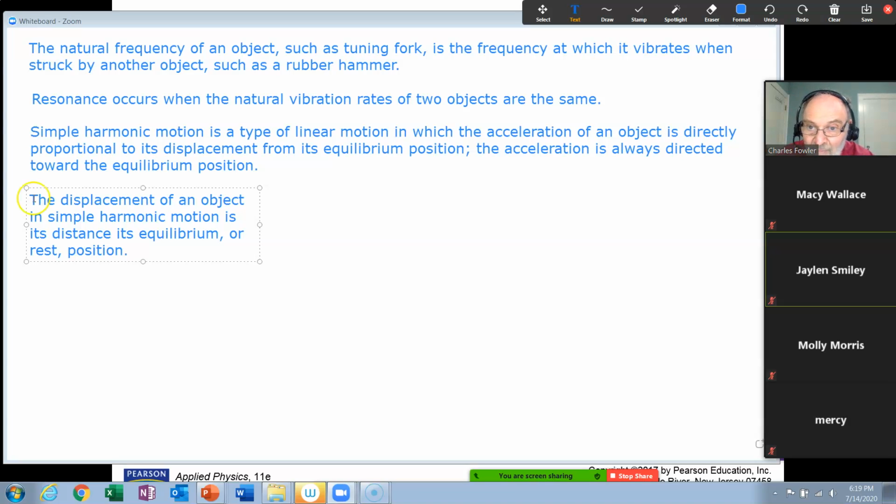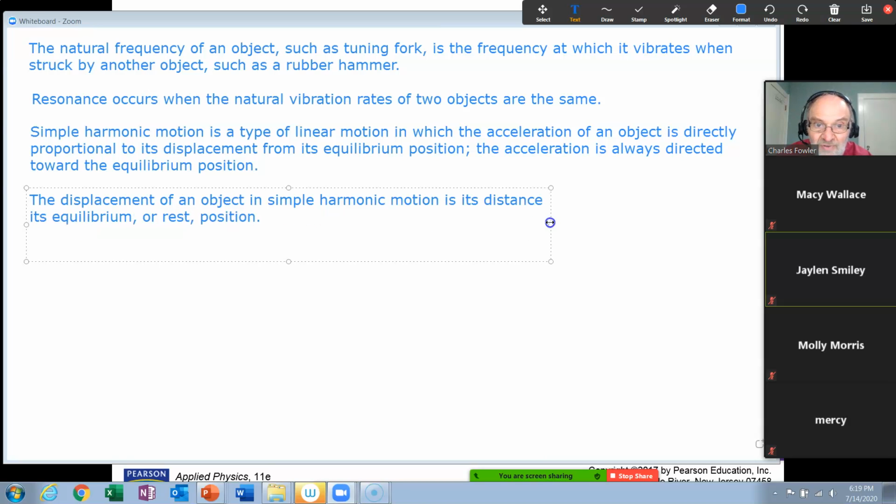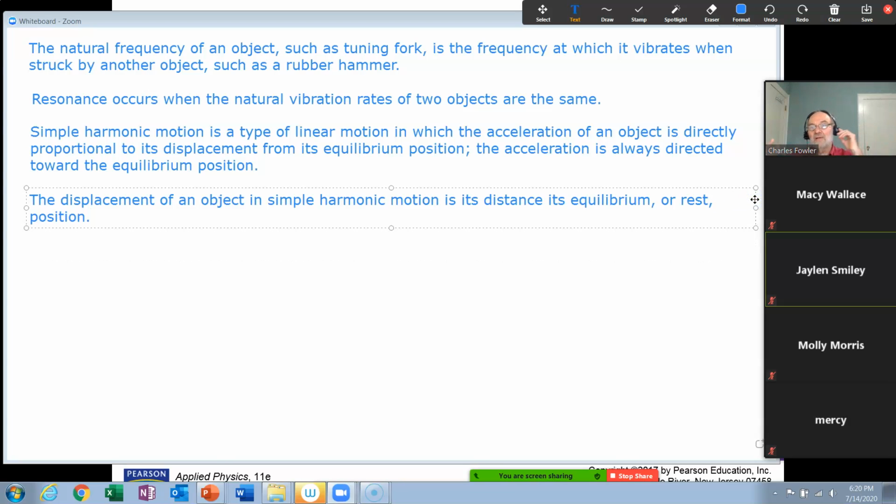Now, remember before we talked about waves in general, and that was a displacement from an equilibrium position. So it's the same type concept here, only we're talking about simple harmonic motion. If this is the equilibrium position here, the displacement is how far from that you are. How far up the arc you are here or wherever. That's your displacement. When you're at the equilibrium position, your displacement is 0.